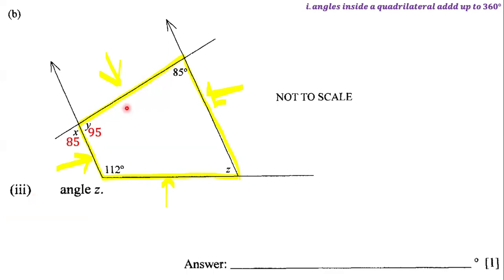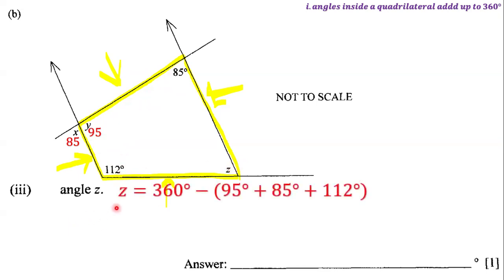And according to our geometrical rule, these angles inside of this quadrilateral must add up to 360 degrees, which means that if we were to figure out the size of angle Z, we have to first add up these angles, 85 degrees, 95 degrees, and 112. We have to add them up. And then once we add them up, we're going to subtract their sum from 360 degrees. And that's how we're going to get angle Z.